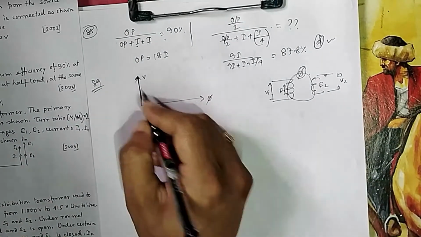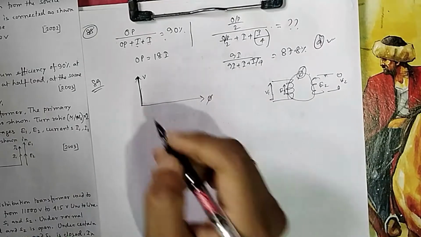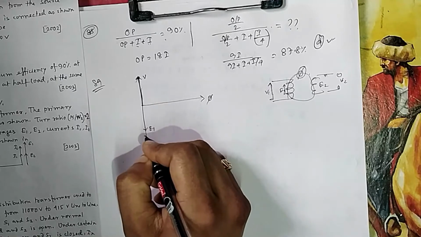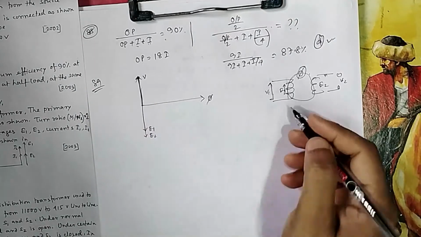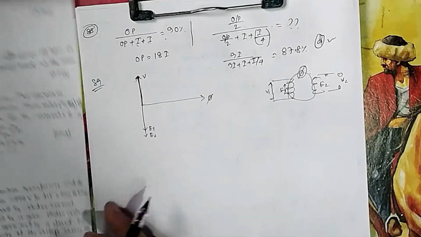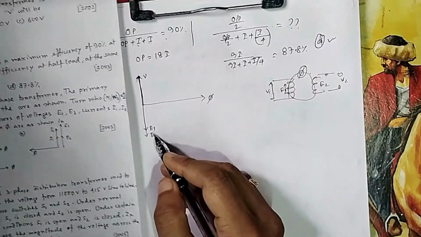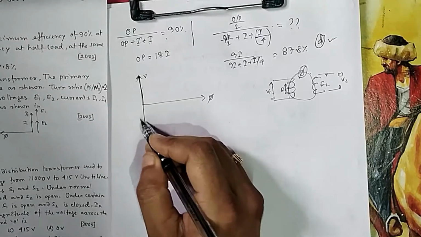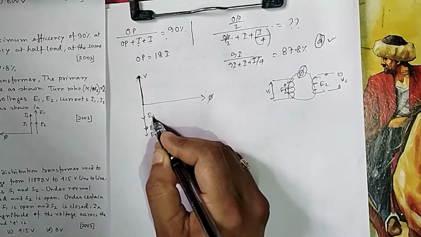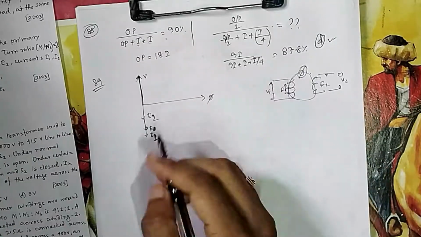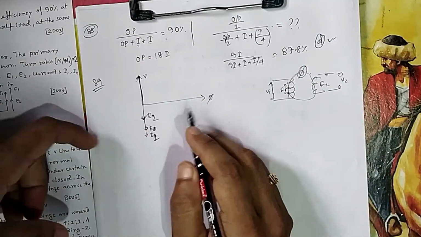So this is your phi. Generally, we draw E1 and E2 on this side, according to their ratio. If it is 1:2 or 1:1, whatever, here it is 1:2, so obviously E1 would be more than E2. So this is E2 and this is E1, because E1 is more and E2 is less. This is one way of drawing it.